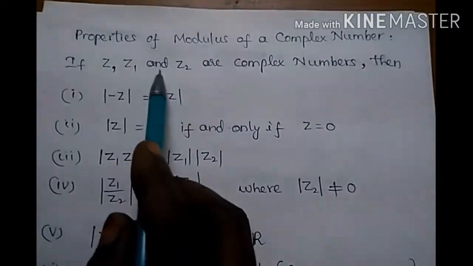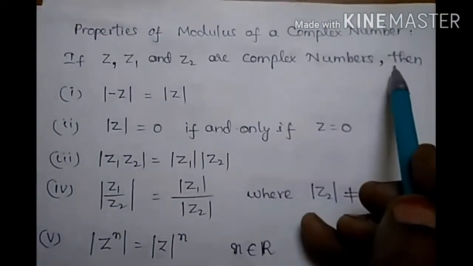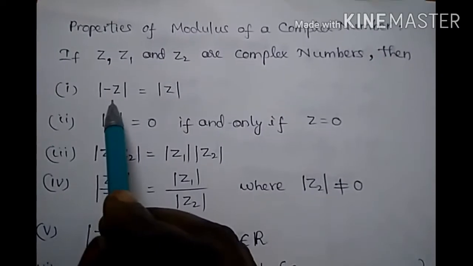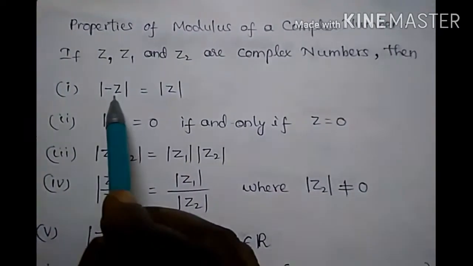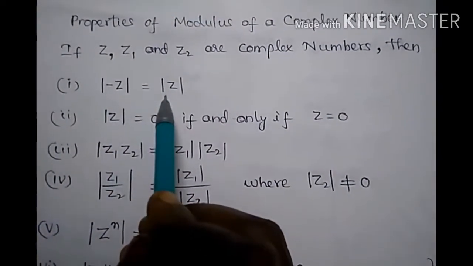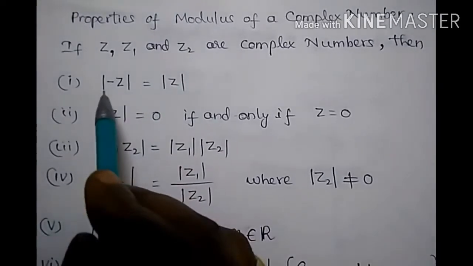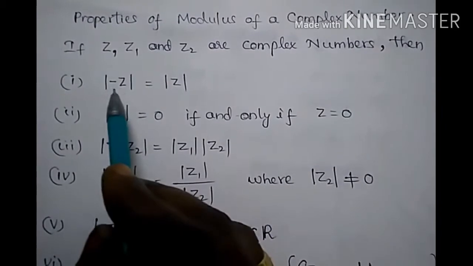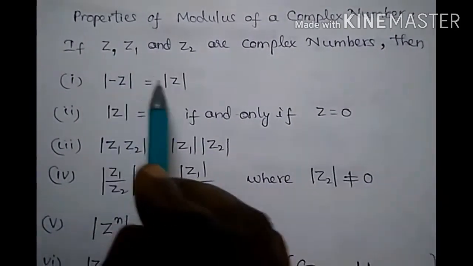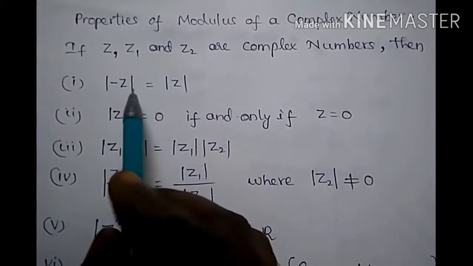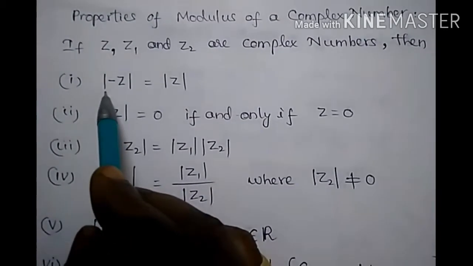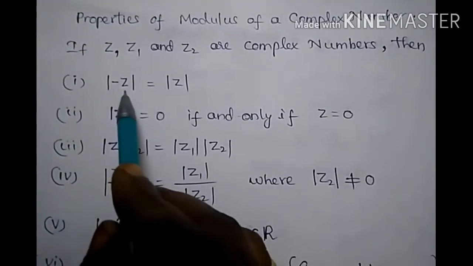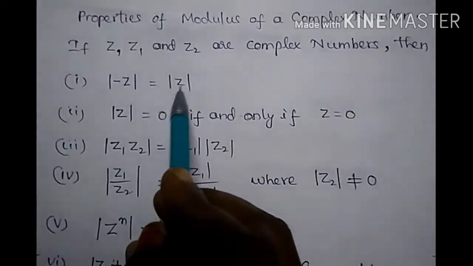If z1 and z2 are complex numbers, then the first one is modulus of minus z is equal to modulus of z. Minus z means what? The additive inverse of z. So modulus of minus z is always equal to modulus of z.